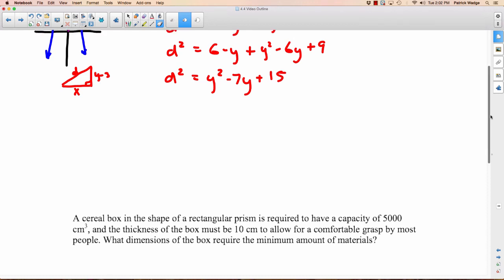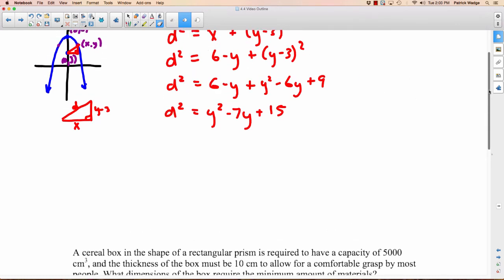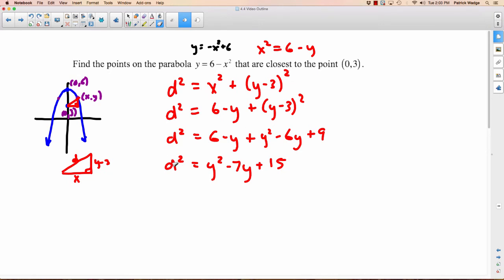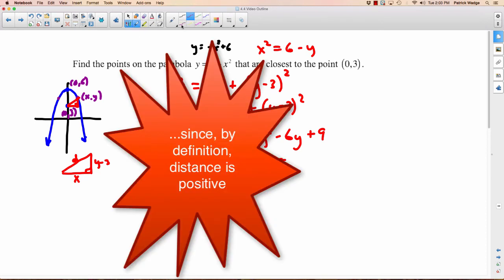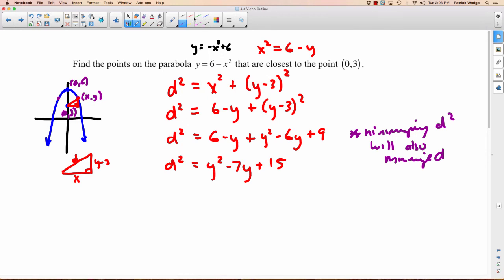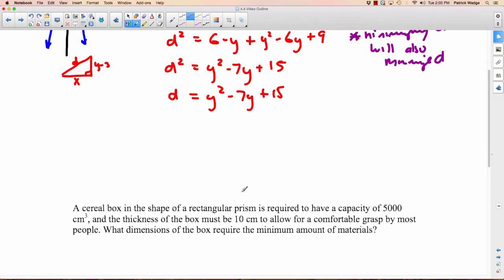So here's a little fact that's very useful with these distance questions. If you're trying to minimize, that's what we're trying to do, trying to get closest to the point. So we're trying to minimize a distance squared. It's exactly the same as minimizing just the distance itself. So what I'm saying is, I'll write it here, minimizing d squared will also minimize d. They're equivalent to each other. So I know this is a strange step, but I can just kind of drop the squared here because by minimizing d squared, it means you also have to minimize d. So we have d equals y squared minus 7y plus 15. And we've done it. We have our objective function. We only have one variable that we're working with here, so we're ready to take the derivative.